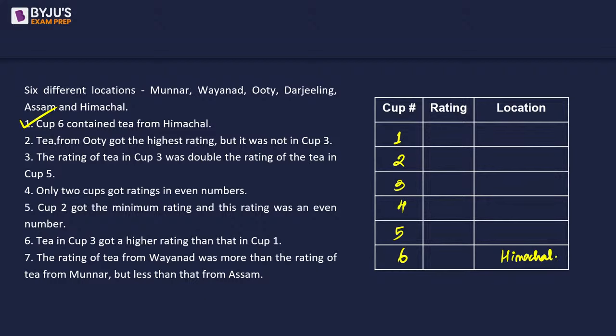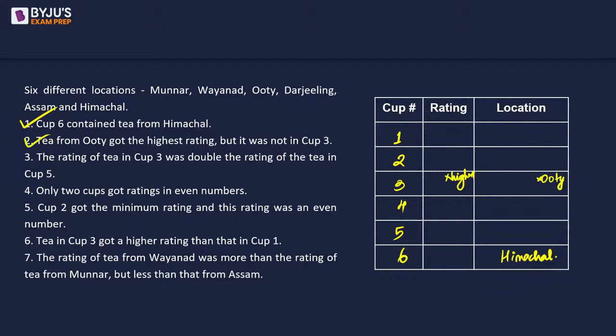Okay, the second one says tea from Ooty got the highest rating, but it was not in cup 3. So cup 3 does not have the highest rating, right? Cross and highest means not the highest, and it is not from Ooty as well.